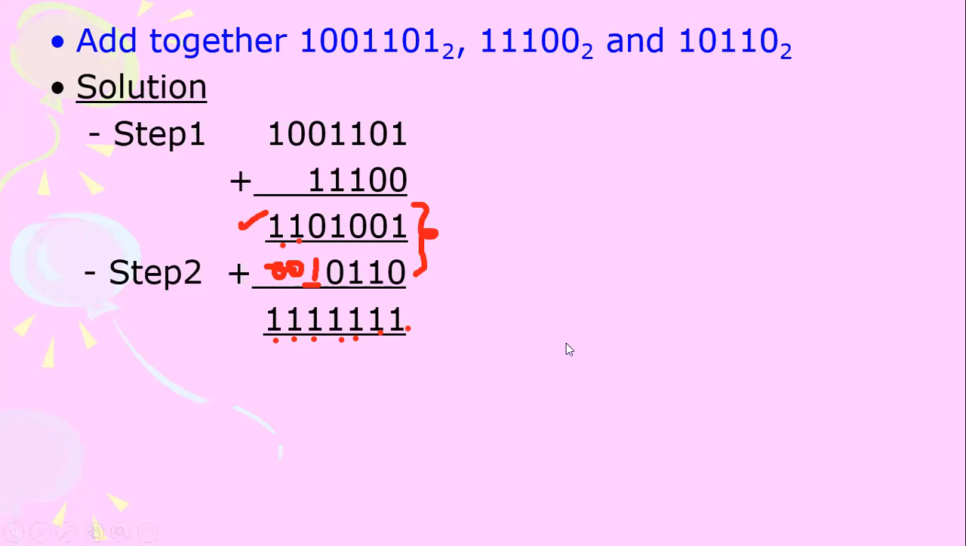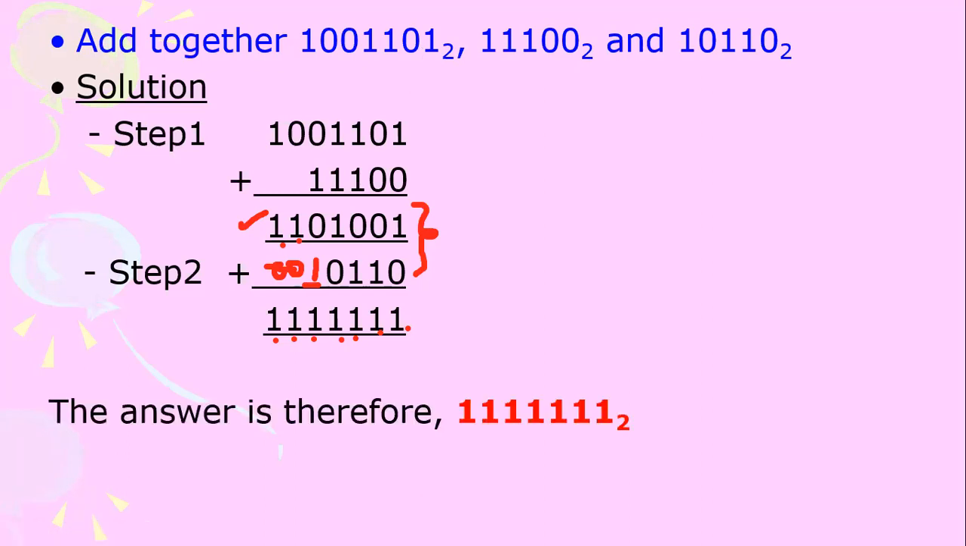So how do we write it down? So the answer becomes 1, 1, 1, 1, 1, 1, 1 binary. Don't omit, never omit the radix. In this case, it is 2. Good.